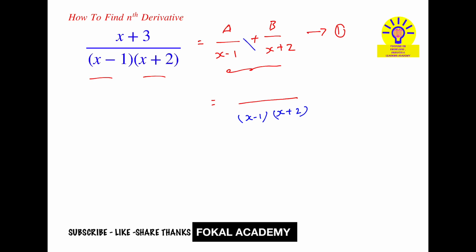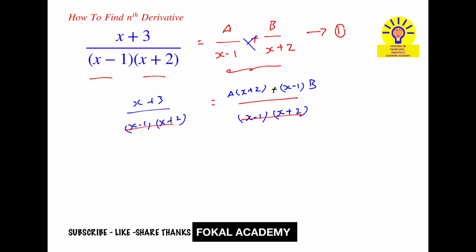Now cross multiply here. It becomes A into (x + 2), meaning this term will be cancelled, so that's why A into (x + 2). Next plus, this term will be cancelled, x - 1 into B. And on the LHS, (x + 3) upon (x - 1)(x + 2) is there. So the denominator will be cancelled on both sides.